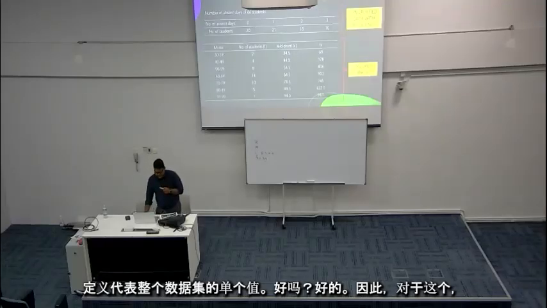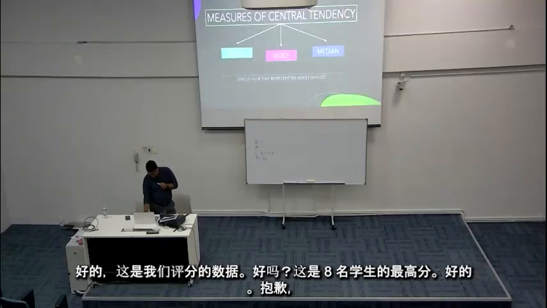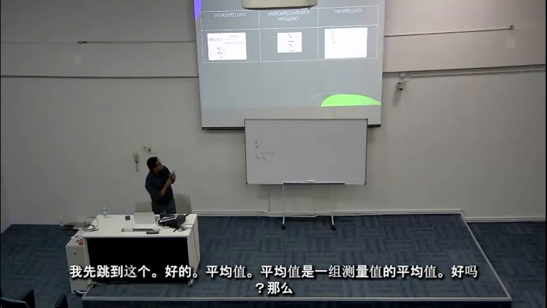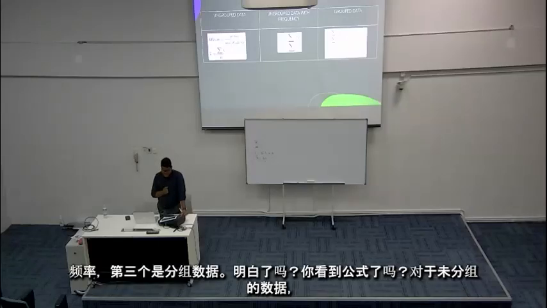Okay, this is the data that we score, the marks scored by 8 students. Sorry, I skipped to this one first. Mean is the average of a set of measurements. We need to find the mean for ungrouped data, the second is ungrouped data with frequency, and the third is grouped data.